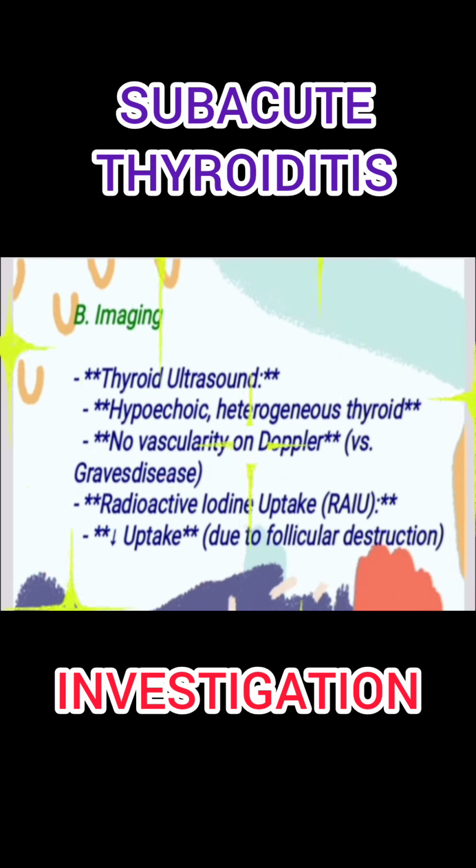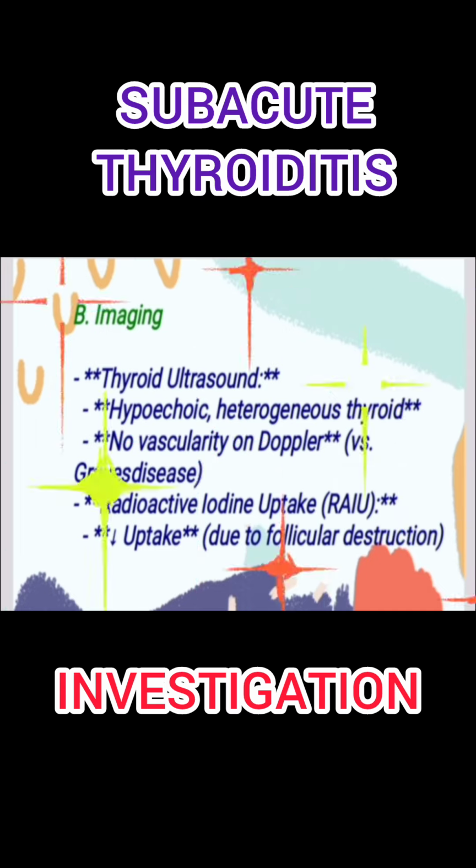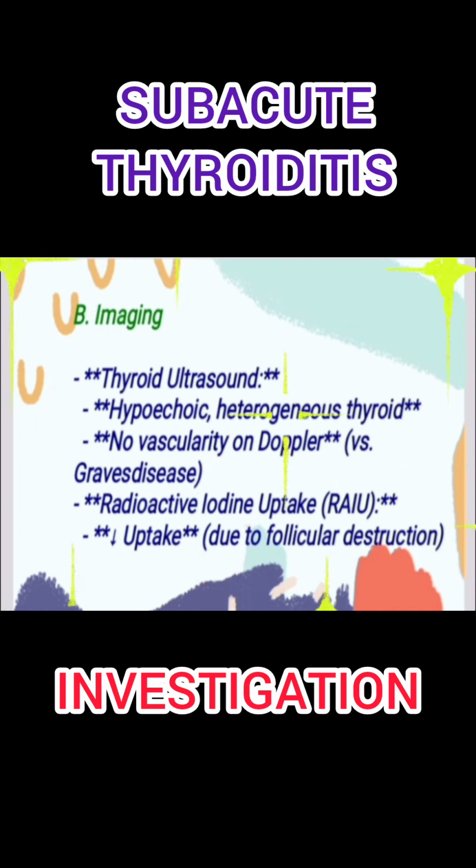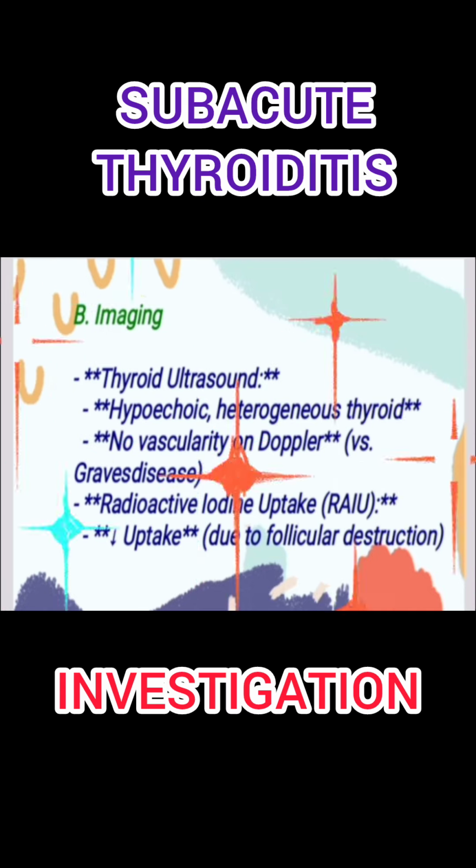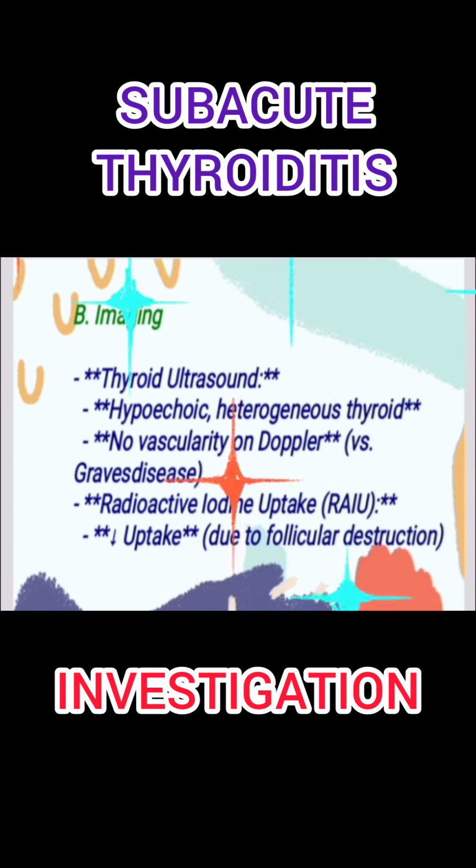And another really useful finding on ultrasound, if they use Doppler. What's that? Doppler ultrasound looks at blood flow. In SAT, there's typically decreased or absent blood flow within the inflamed thyroid tissue. And how does that help distinguish it? Because in Graves' disease, another common cause of hyperthyroidism, you usually see markedly increased blood flow, sometimes called a thyroid inferno. So seeing low flow argues against Graves' and supports SAT.